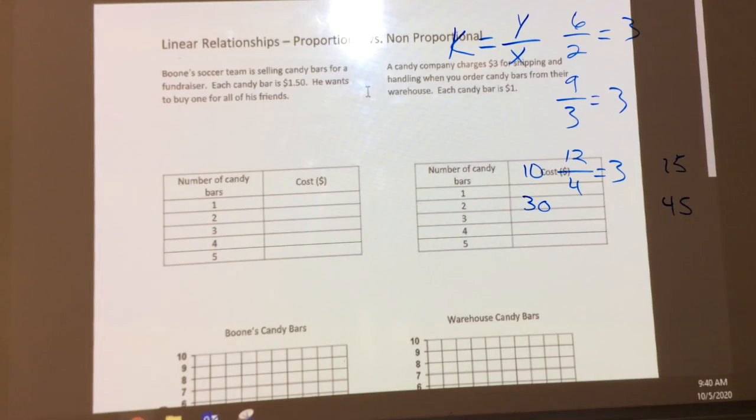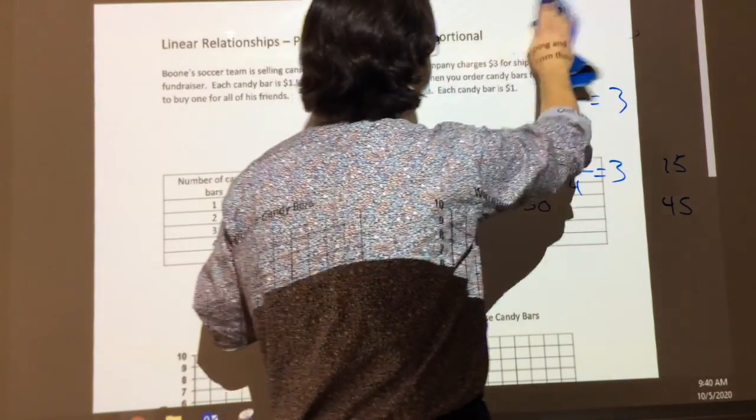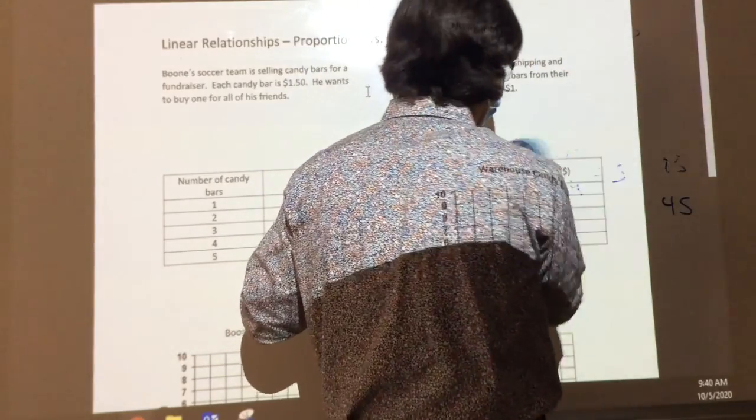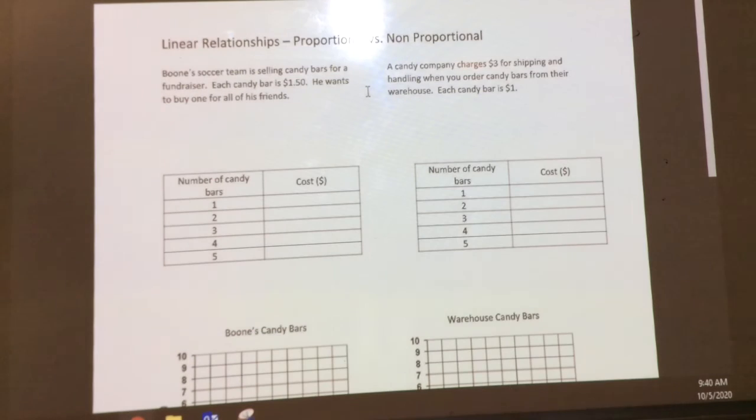And they go straight up and down. So we're going to do from top to bottom first, and then we'll move over to our second question. Okay, so the first one says, Boone's soccer team is selling candy for a fundraiser. Each candy bar is $1.50, and he wants to buy one for all of his friends. So that's the story that we're going off of, okay?